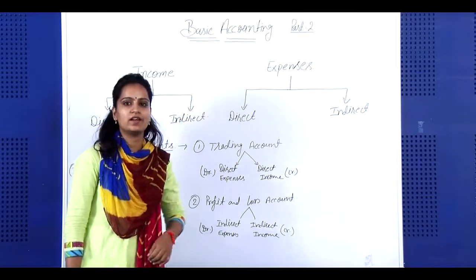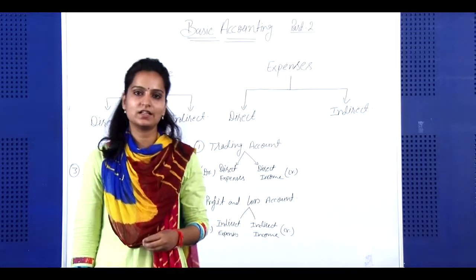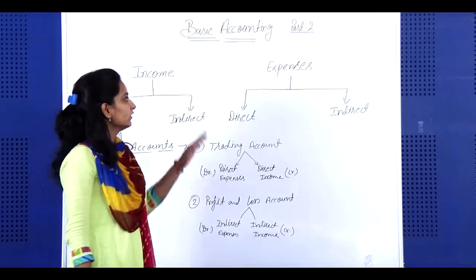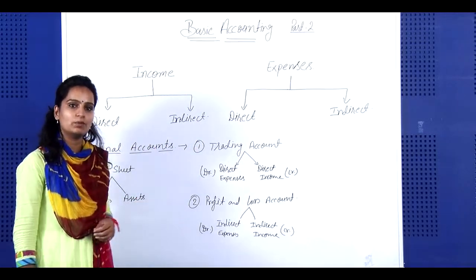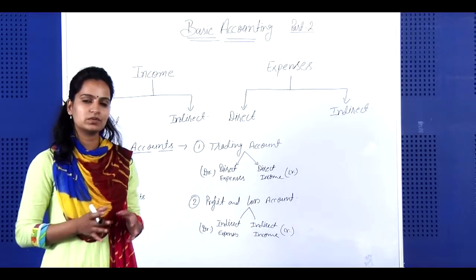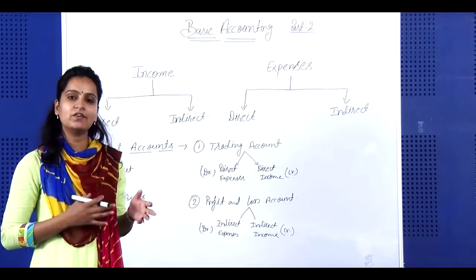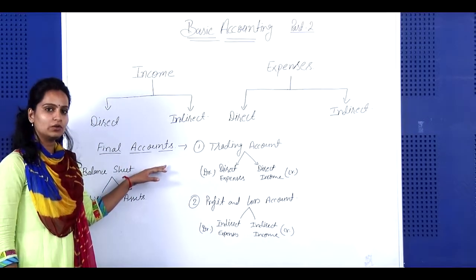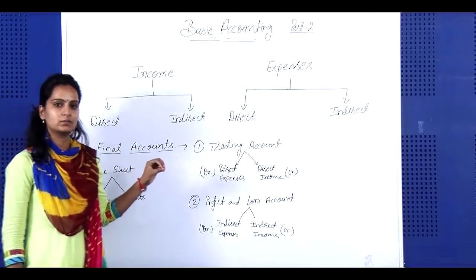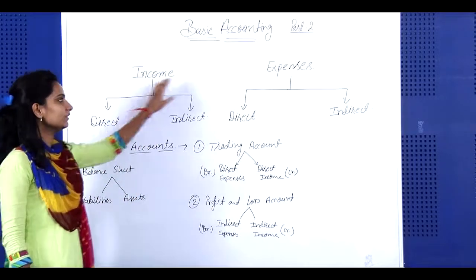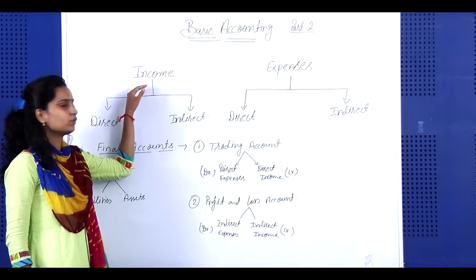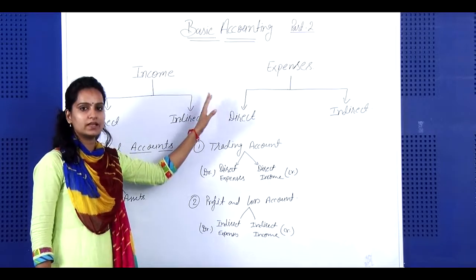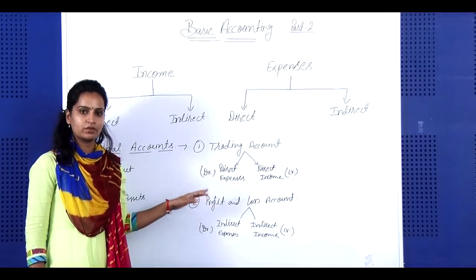Okay, previously we have discussed what basic accounting is and what terminology we use in the accounting system. Now come to the topic of final accounts: how we prepare final accounts and what kind of terms we put in them. First of all, before discussing final accounts, I want to tell you about expenses and incomes. Income means what we get from doing our business, and expenses mean what we spend on the services and processes of our business.